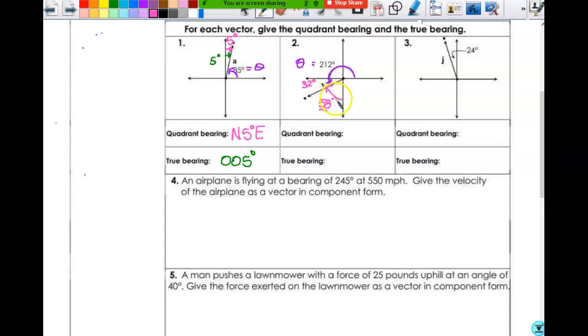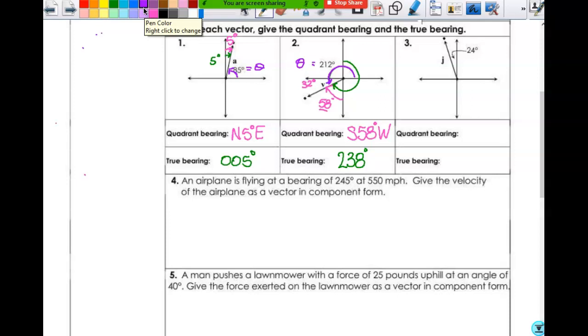But this is what I'm actually interested in because this would be south 58 degrees west. My true bearing starts at north and is going to rotate around to here. So if I start here, once I get here, that's 180, and then I have to go 58 more, so 180 plus 58 would give me 238 degrees. Any questions about any of that?